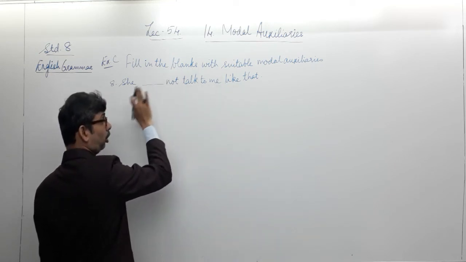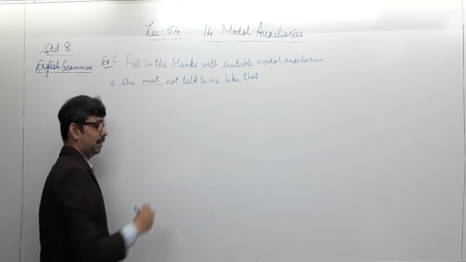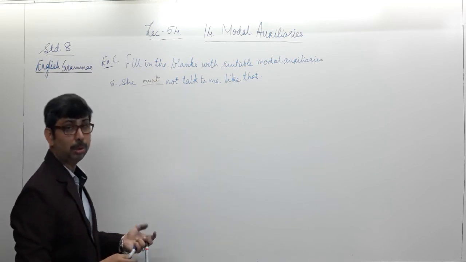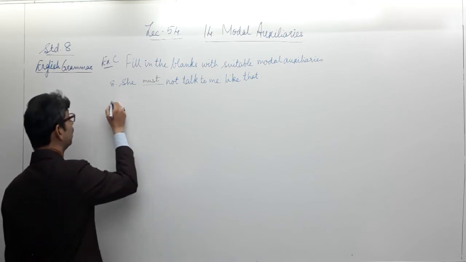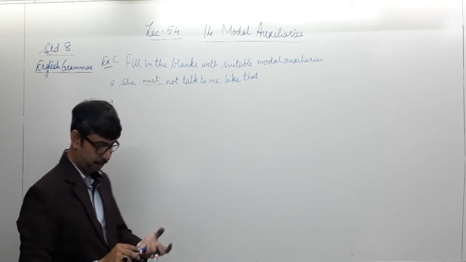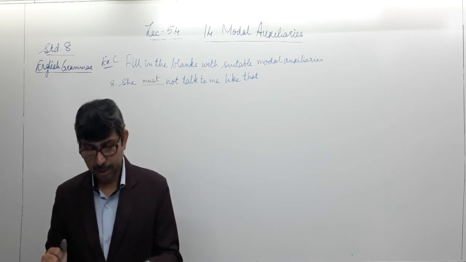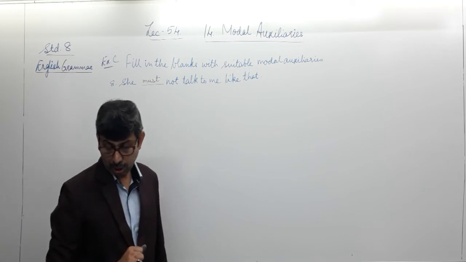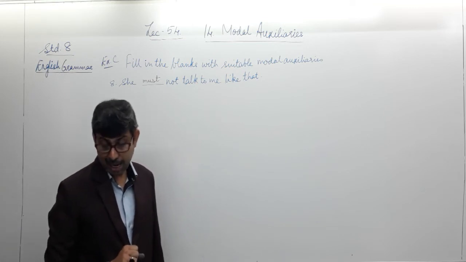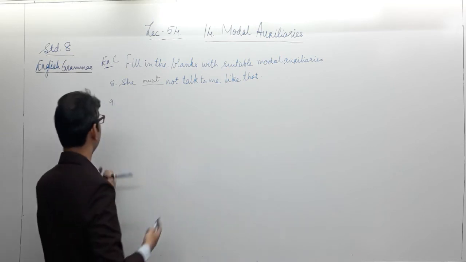She must not talk to me like that. That is what you are trying to say in this sentence. You are not allowed to talk to me like that. Therefore, must is the appropriate word, needs to be inserted in this line. Moving ahead, next one, number 9. She dash not write all the essays, but she dash write the last 2. So we have 2 blanks to fill up over here.